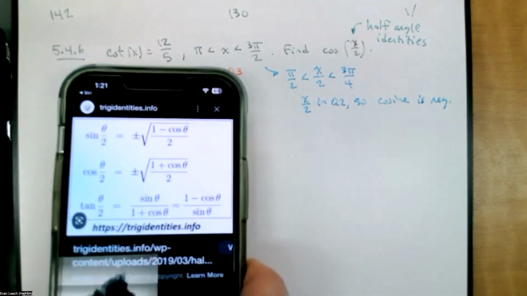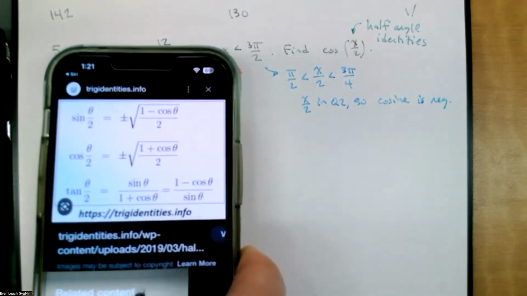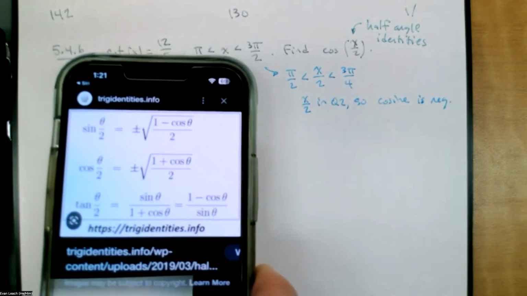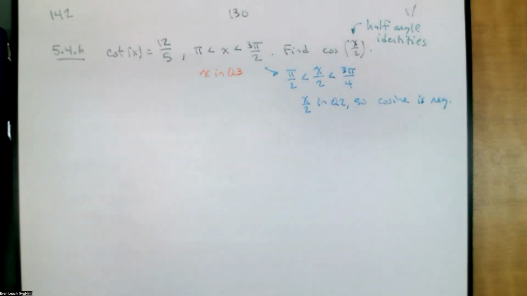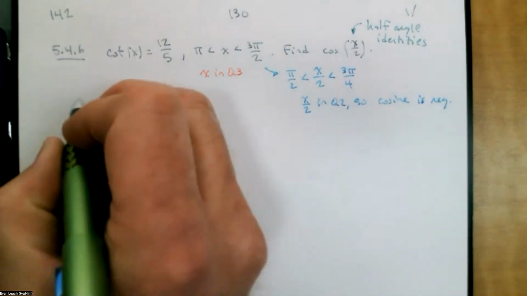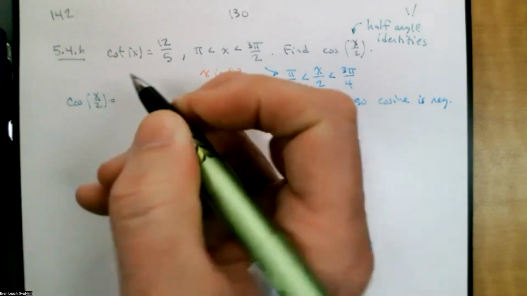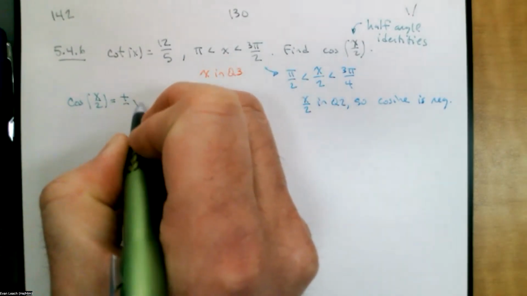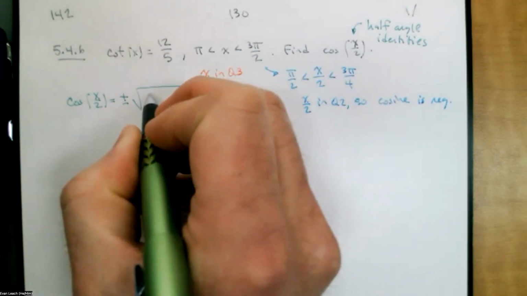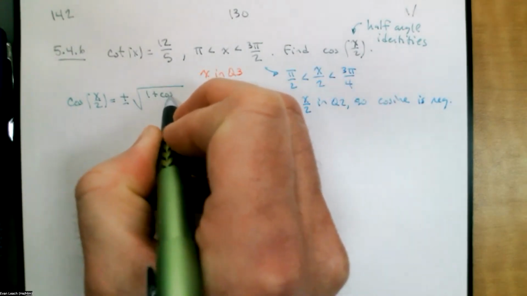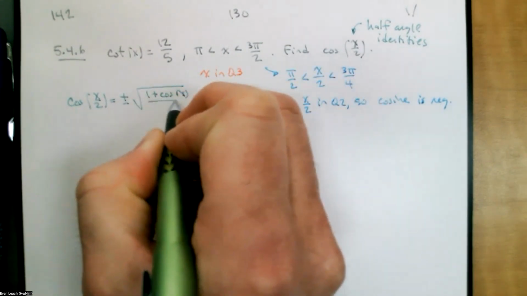So we'll see that cosine of theta over 2 is plus or minus, and that's why we need to know the quadrant, the square root of 1 plus cosine theta over 2. So there's our half angle identity that we're going to use. Cosine of x over 2 is plus or minus the square root of 1 plus cosine x over 2.